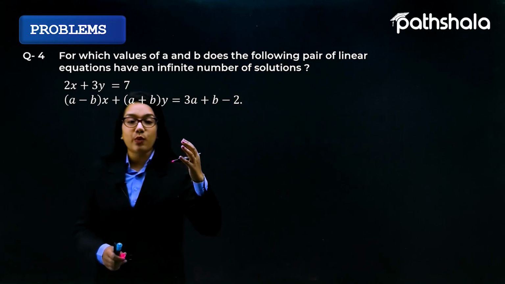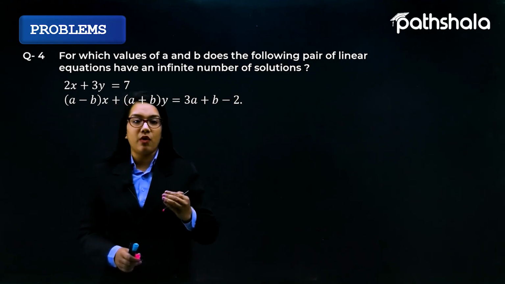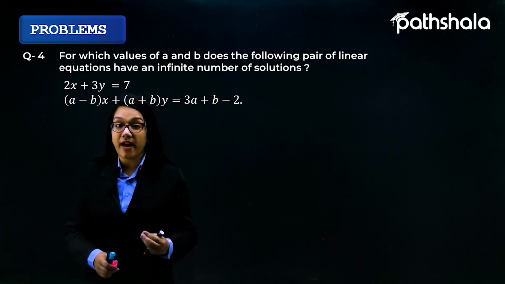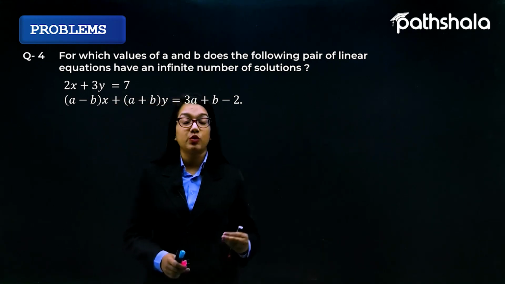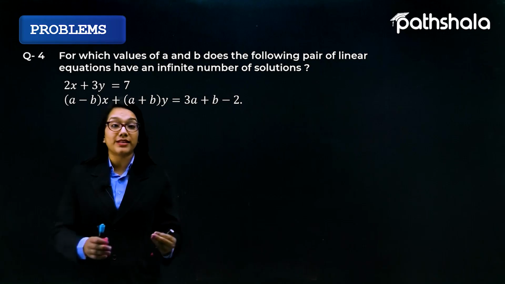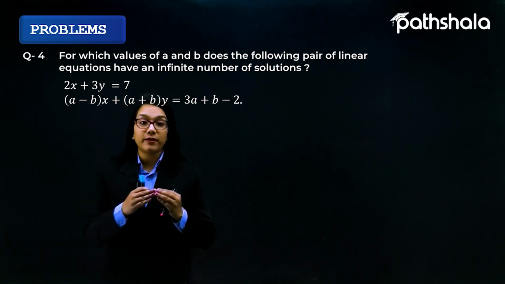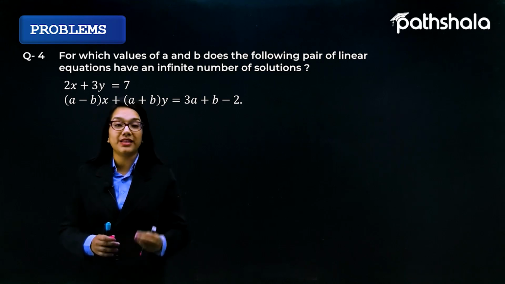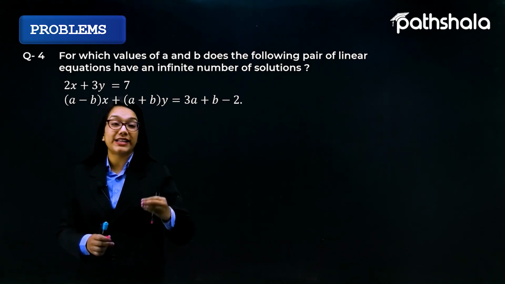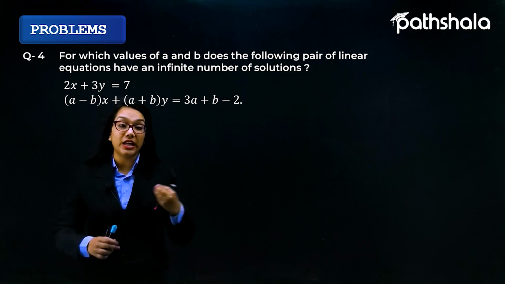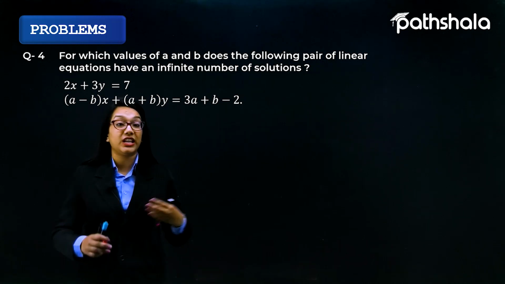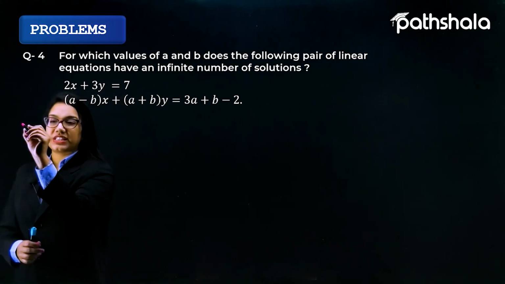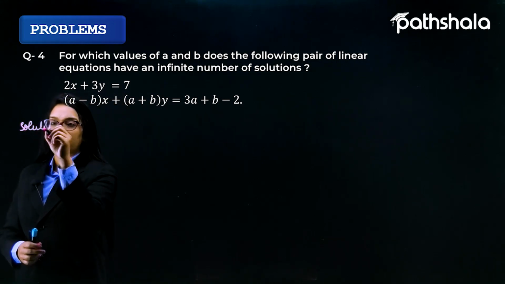As the question says that the pair of linear equations has an infinite number of solutions, which means that the two lines are coincident. So if the two lines are coincident to each other, it means that the ratio a1/a2 is equal to b1/b2, which is equal to c1/c2. So from the question, let's just start the solution.